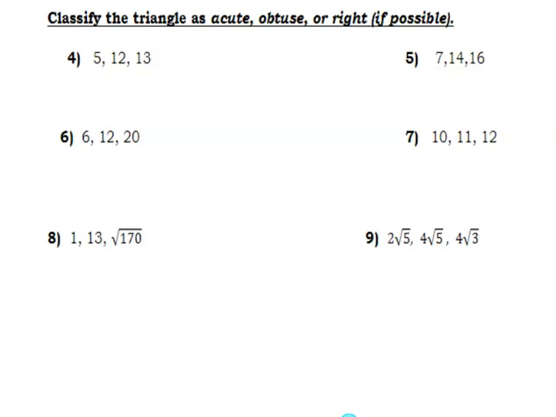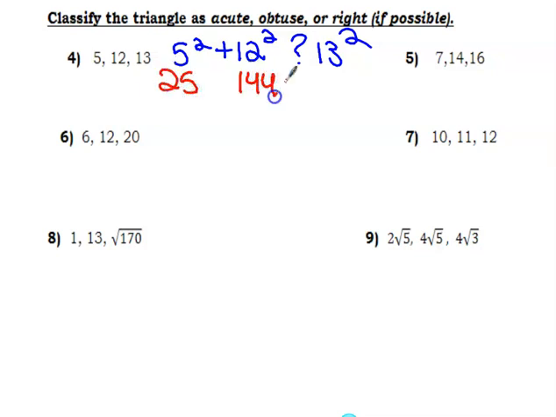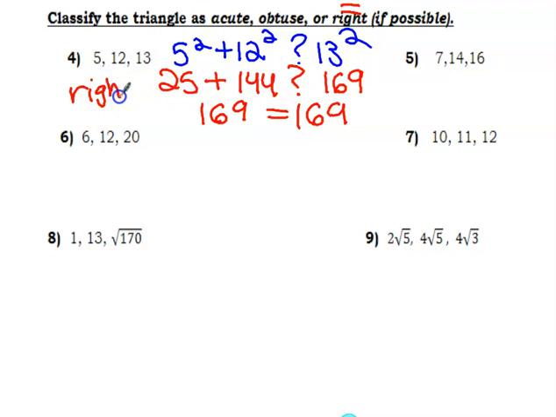All right. So classify the triangle as acute, obtuse, or right if possible. Again, the biggest side is C. So let's see. So 5 squared plus 12 squared. Let's see if that equals, or what is the symbol for that. So 5 squared is 25. 12 squared is 144, and 13 squared is 169. We're going to add up the A and the B, and we get 169, which equals 169. If they're equal, it is a right triangle.